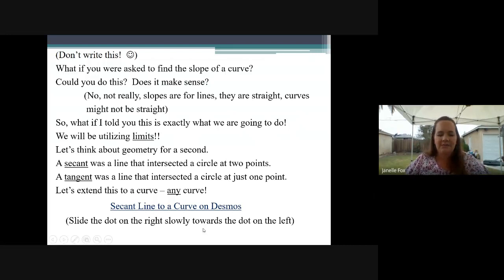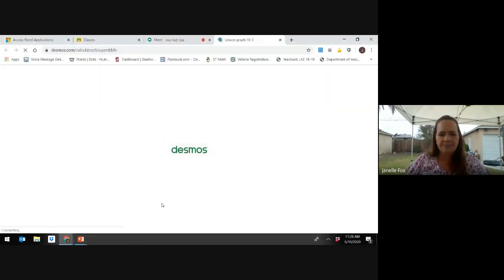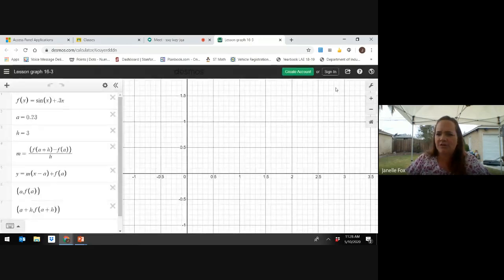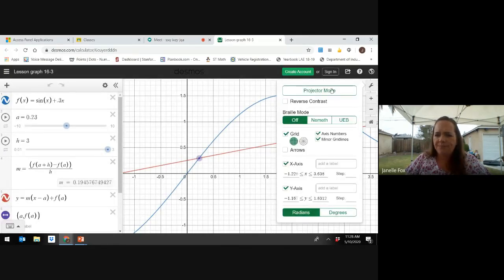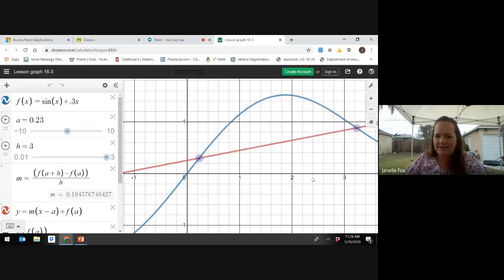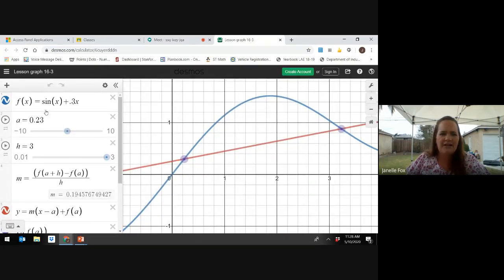We're going to go to Desmos just to check this out. I'm going to show you a little Desmos graph that's going to help us figure this out. If you can see, this part over here actually doesn't even matter that much.